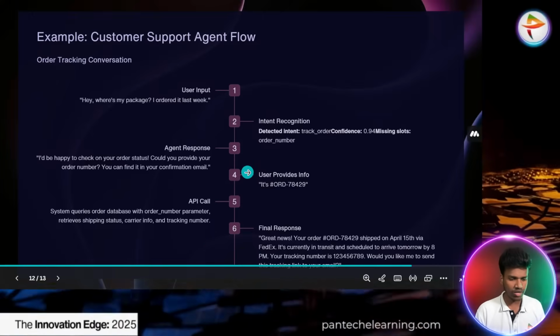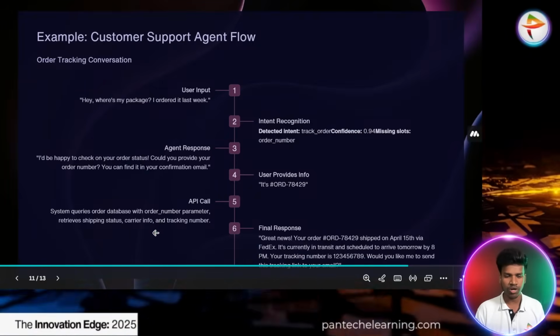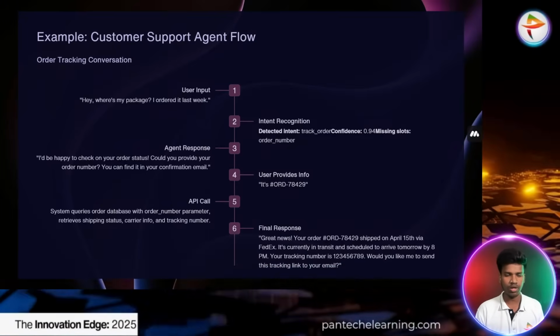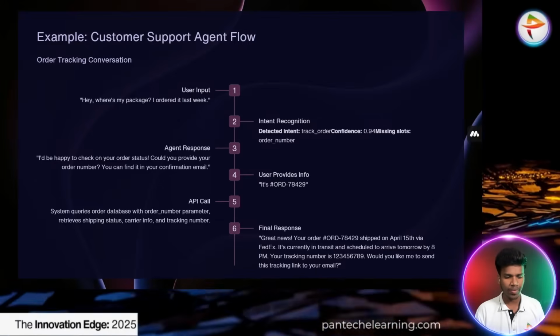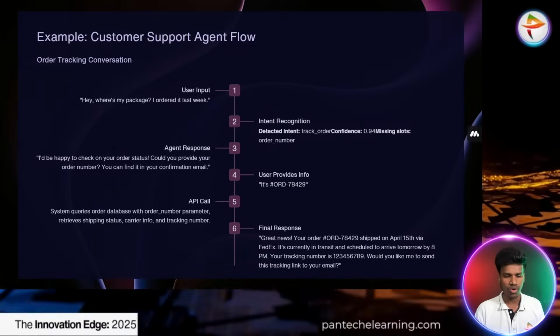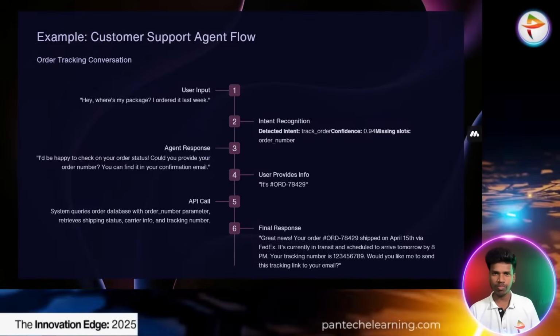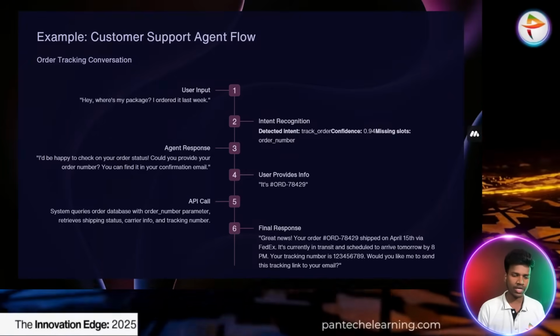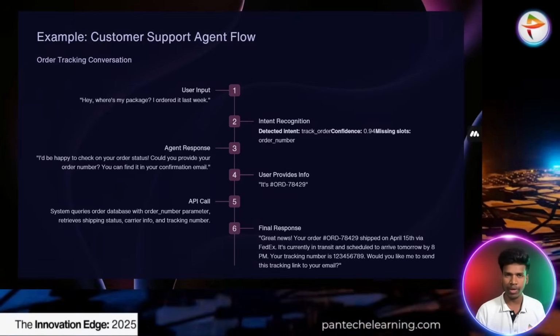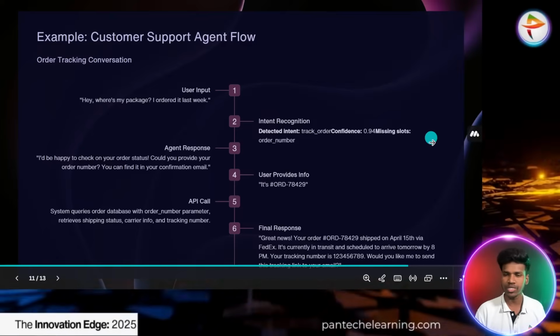The final response is: great news, your order shipped on April 15th. Via the particular courier service, it is currently in transit and scheduled to arrive tomorrow at 8 p.m. Your tracking number is there, and I will send the tracking link directly to your mail ID. Like that they have to ask. Okay, this is the example of a customer support agent flow.